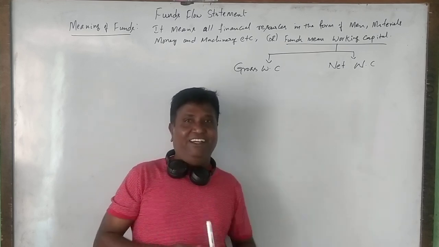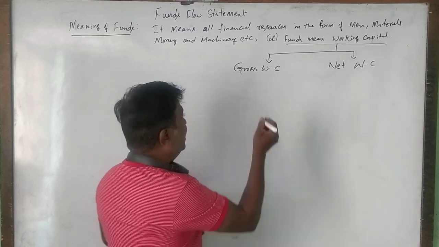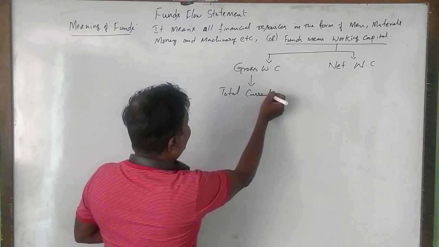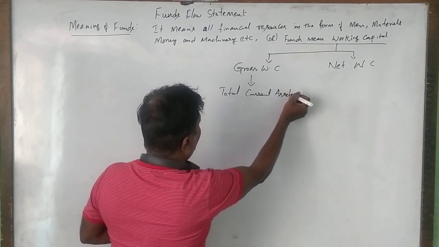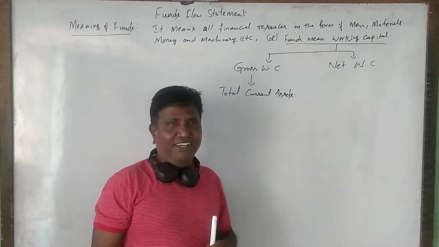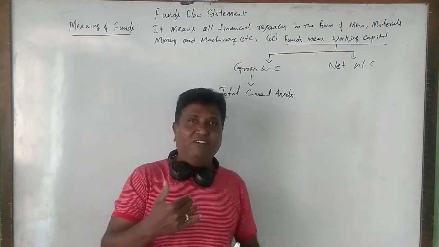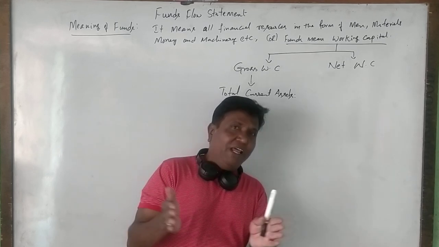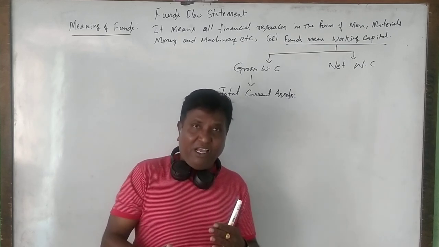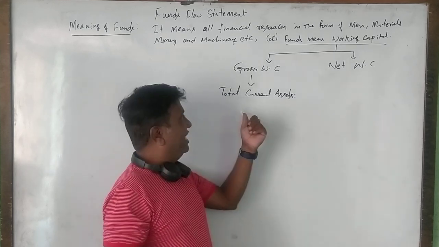What is the meaning of aggregate? Aggregate is nothing but total. So gross working capital is total current assets. Now, definitely you will have a question: Sir, what are current assets? Current assets are those assets which are used in the business and which can be converted into liquid form, cash form, within a maximum of 1 year. That means assets that can be converted into cash within a maximum of 1 year are called current assets.